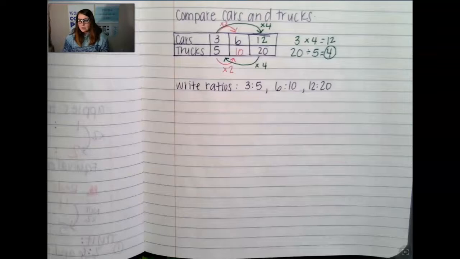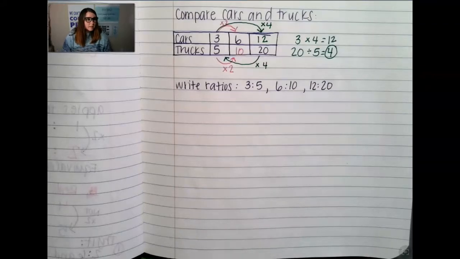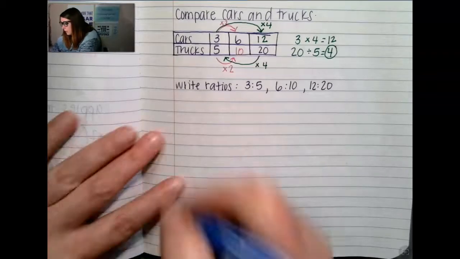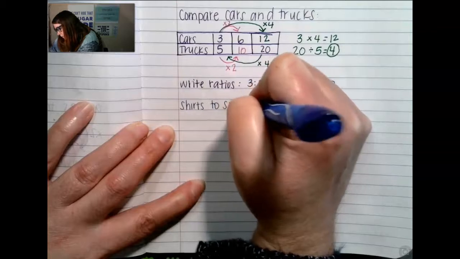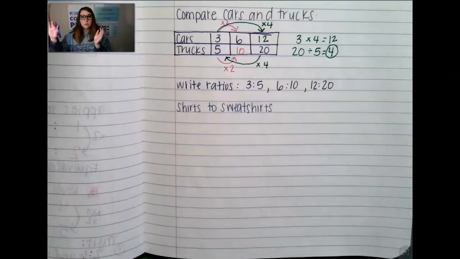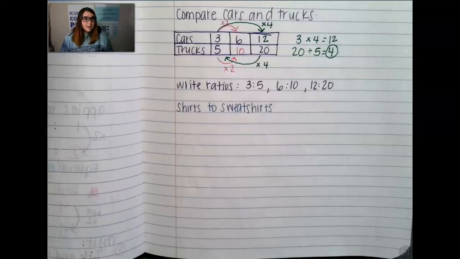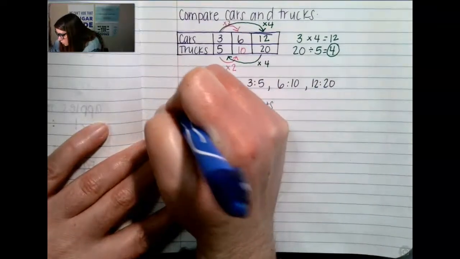Let's make this not so blurry. There we go. Okay, let's compare now shirts to sweatshirts. Ratio tables can also go horizontal, but they can also go vertically. It says your closet has 5 shirts for every 2 sweatshirts. Your closet has 30 shirts. We want to know how many sweatshirts are in your closet. So we can make this t-shirts versus sweatshirts.